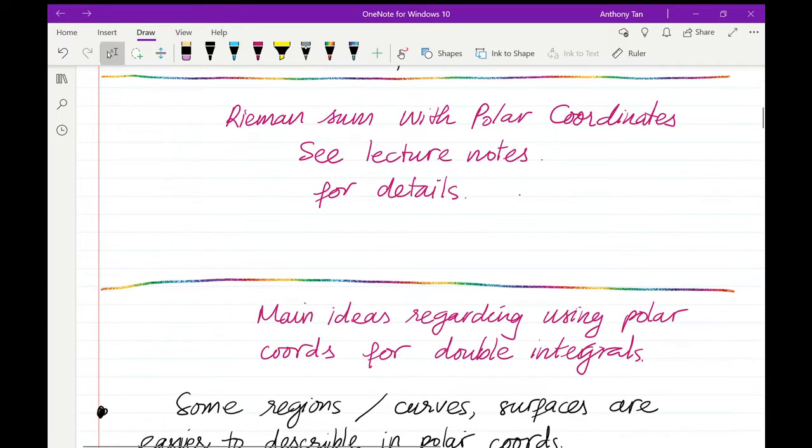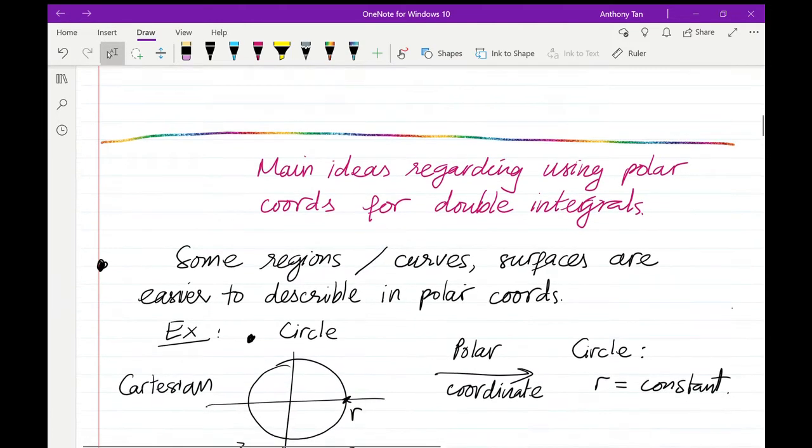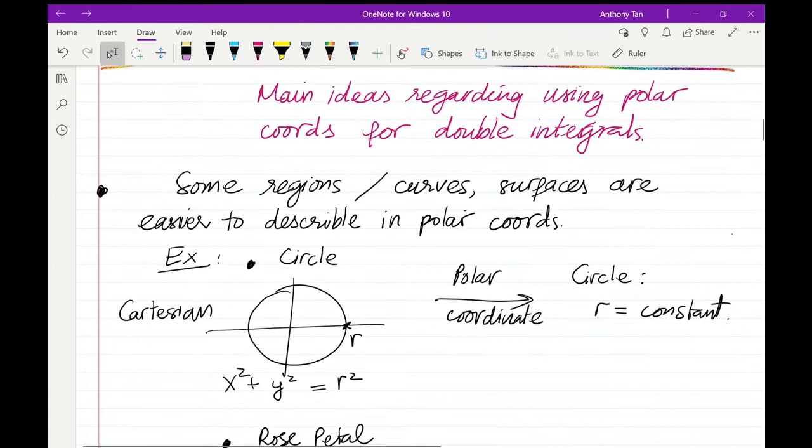The Riemann sum for the polar coordinates when you do double integral is really well described in the lecture note as well as the textbook. So I will skip that part and I will go straight into examples and the main ideas of using polar coordinates. The idea for using polar coordinates in double integral is actually quite straightforward, because in double integral, we integrate with respect to the area.